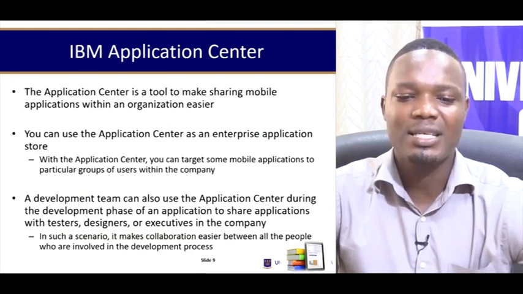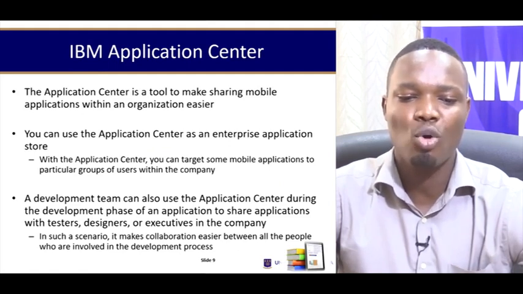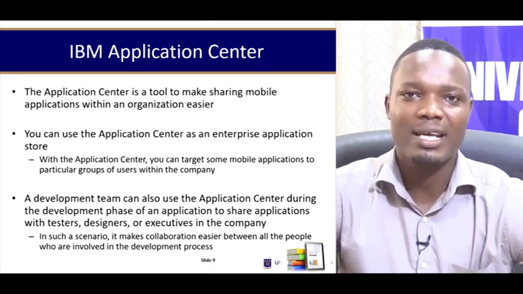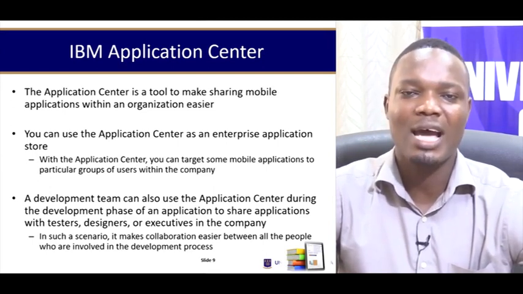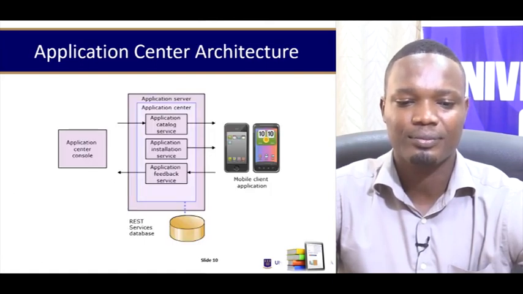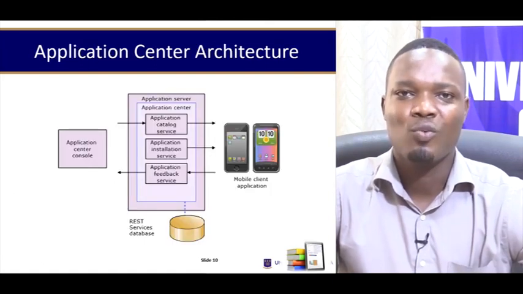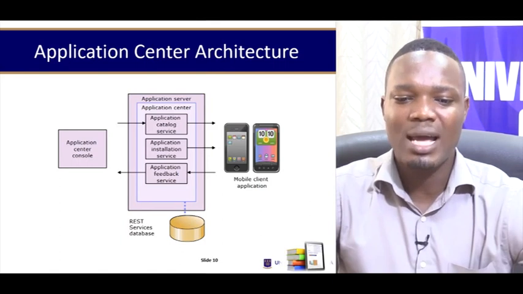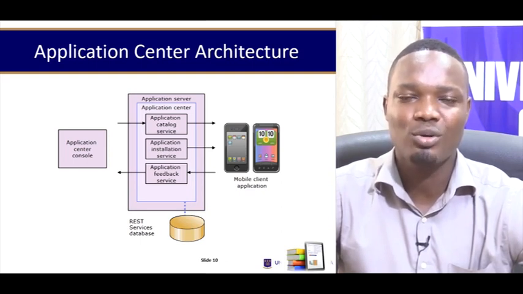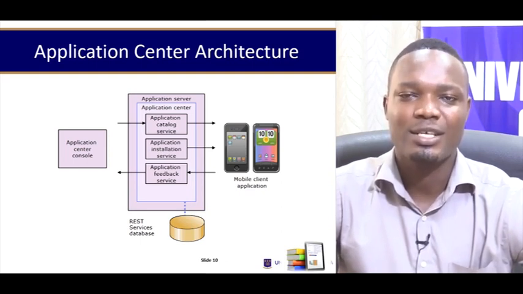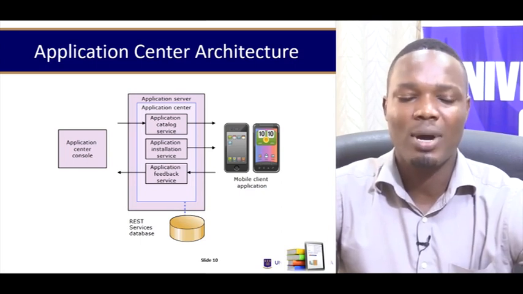Now, the IBM Application Center is a tool to make sharing mobile applications within an organization easier. Like we said, it is synonymous to the marketplace we have for Android. It is also the same as what you would have for the iOS App Store. Now, with the Application Center, the user would log on or navigate to the Application Center. They would select the application they want to download, and that is going to facilitate the installation of the application onto the mobile end.